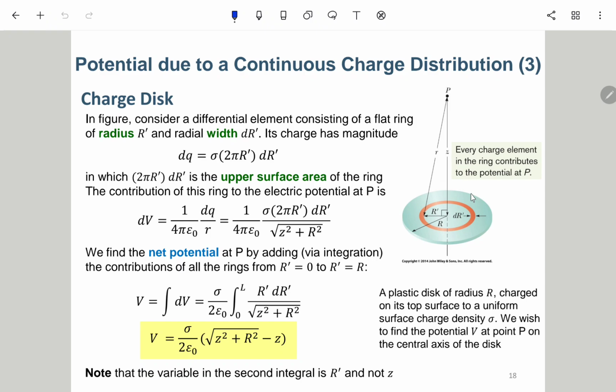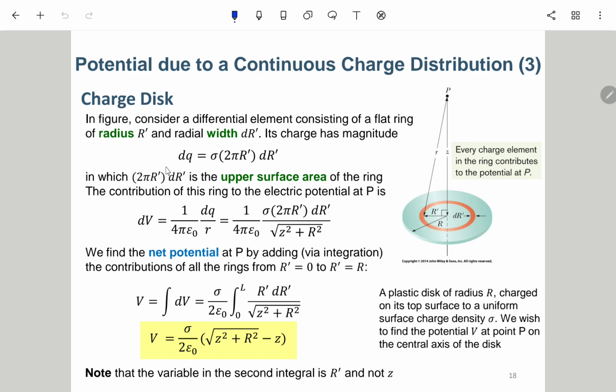And for this circular disk, we can only calculate the E field on the central axis. And later on, we assumed that this circular disk is infinitely large, so that it will generate a uniform E field on both sides. This time we try to calculate the potential generated by this disk, also on this axis.